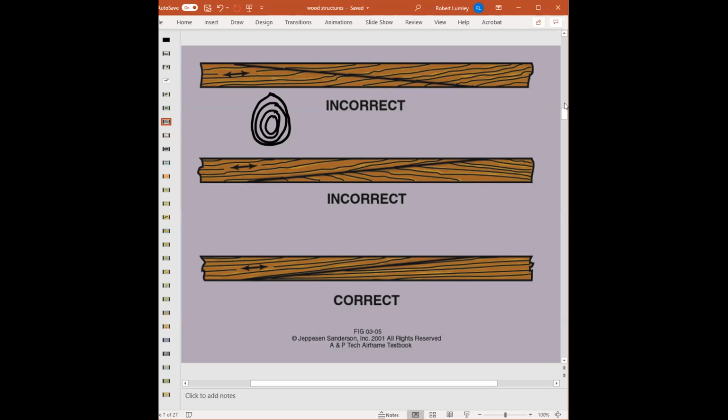So just because there's knots on the board, it doesn't mean it's unacceptable. It doesn't mean it's acceptable. It has to meet certain criteria. All right.